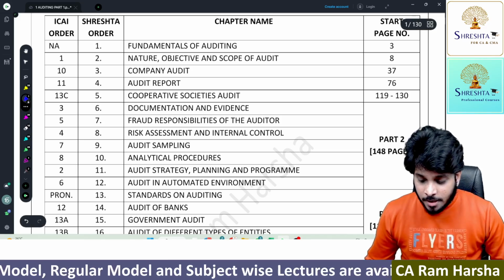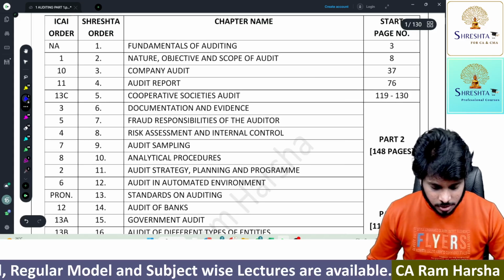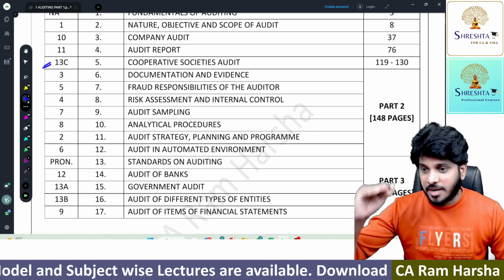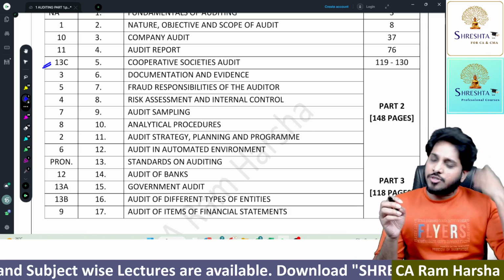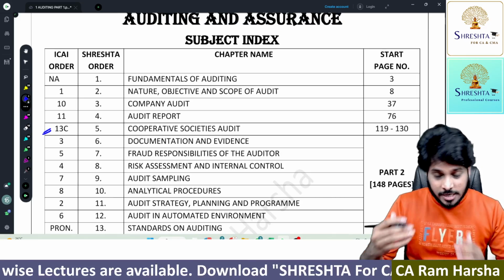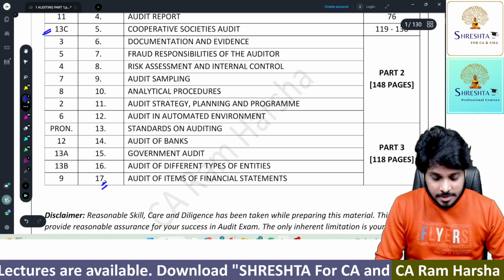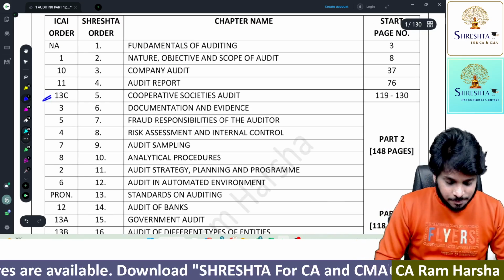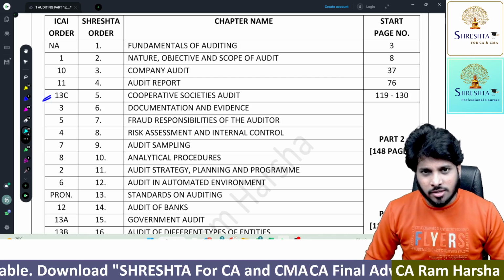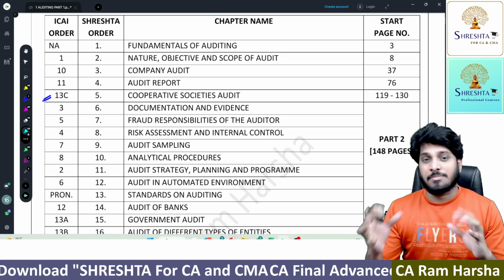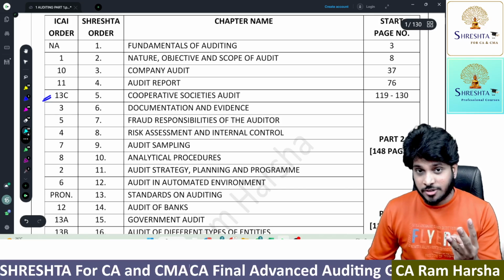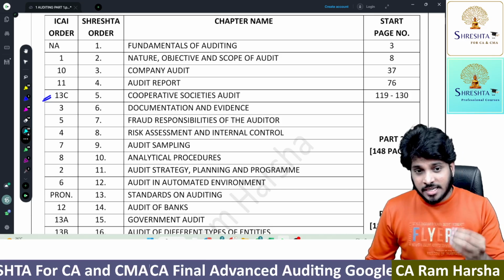Now if you look at the institute book, as per the ICAI material, you have a total of 13 chapters. Whereas in our material, we have 17 chapters. There is an order in which we need to learn the subject. If you learn the subject in this order, you get the best clarity and the best command. Moreover, these 17 chapters, I have divided into 3 parts.